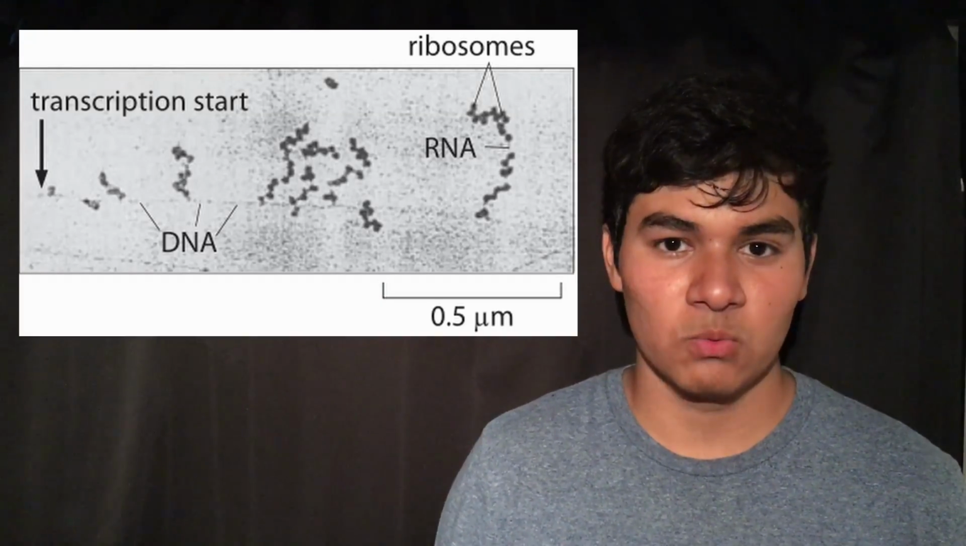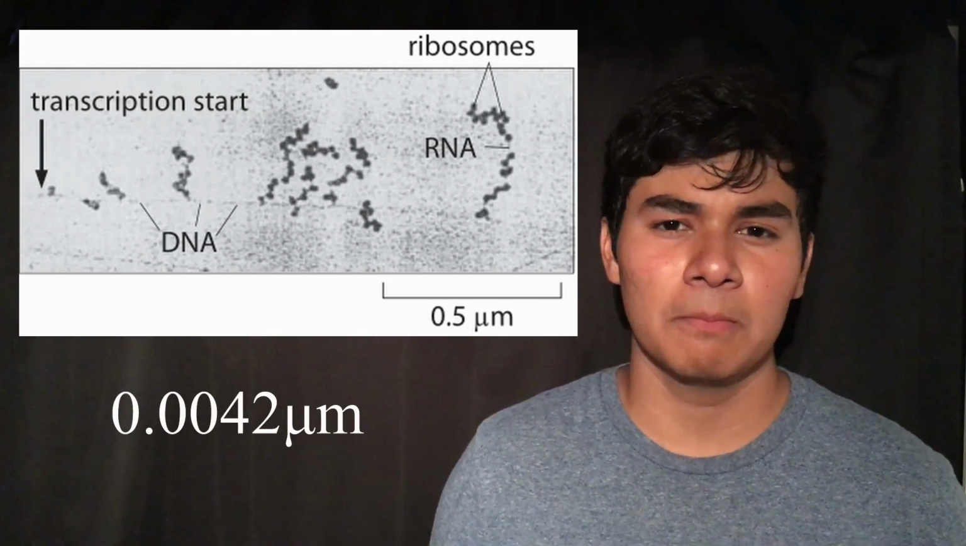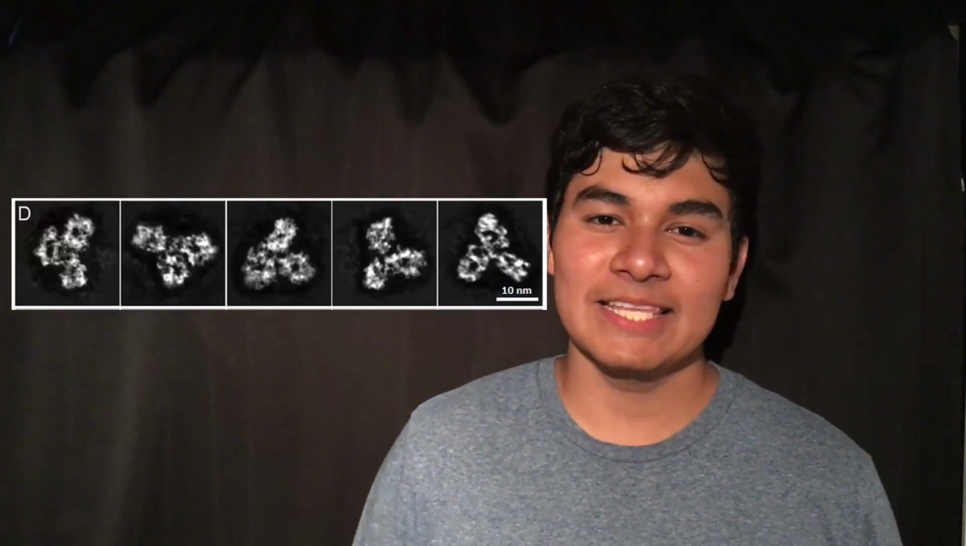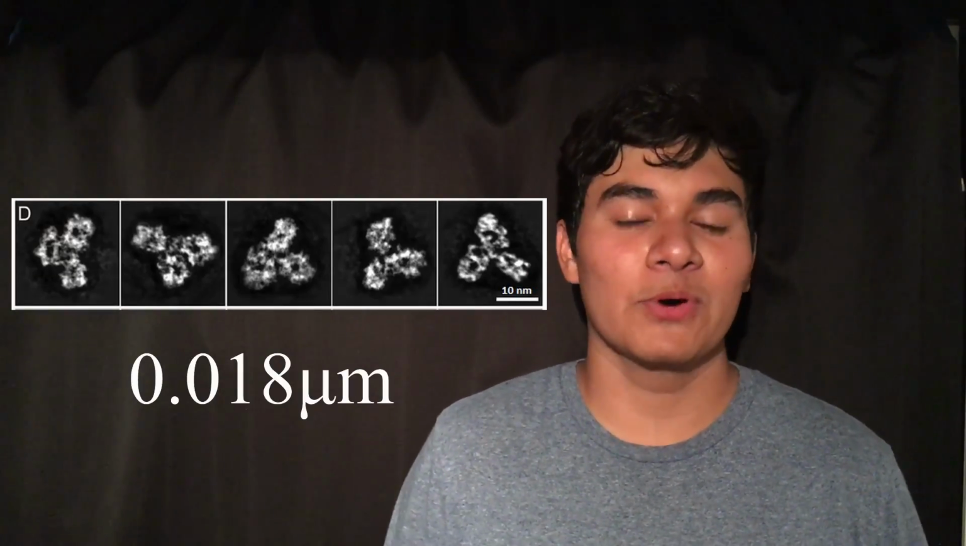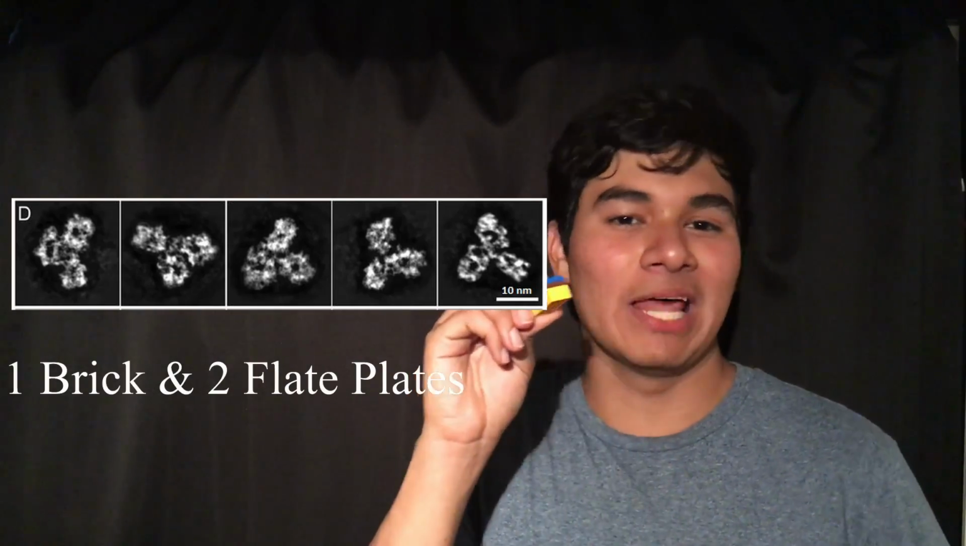Today we're going to start off with what is probably the smallest part of the cell, the DNA and RNA, which comes out at 0.0042 micrometers. But in respects to Legos, we'll say it's this flat Lego brick. Now that we have a base size of how we're going to measure our cell, let's talk about some proteins that might come in contact with the human cell. An antibody measured out to be roughly 0.018 micrometers, or 1 Lego brick and 2 flat bricks.